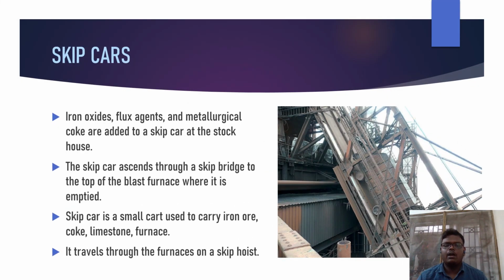Skip cars. Iron oxides, flux agents, and metallurgical coke are added to a skip car at the stockhouse. The skip car ascends through a skip bridge to the top of the blast furnace where it is emptied. The skip car is a small cart used to carry iron ore, coke, limestone, and flux. It travels through the furnace on a skip hoist. A skip hoist consists of a bucket mounted on four rollers traveling on a T-rail or angle track structural runway.